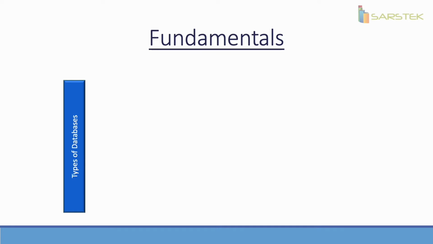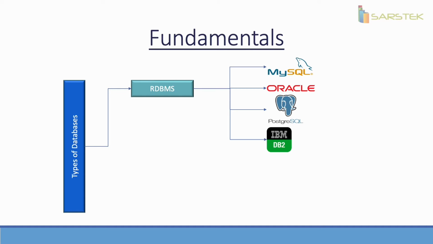Moving next, what are the types of databases? There are so many types of databases, but we are going to understand some of them, like RDBMS. RDBMS is the relational database management system, which is mostly implemented on structured databases. Examples of RDBMS are MySQL, Oracle, PostgreSQL, IBM DB2. We'll learn more about RDBMS in the next slide, but for now, these are the examples, and they are the most popular databases in the market.